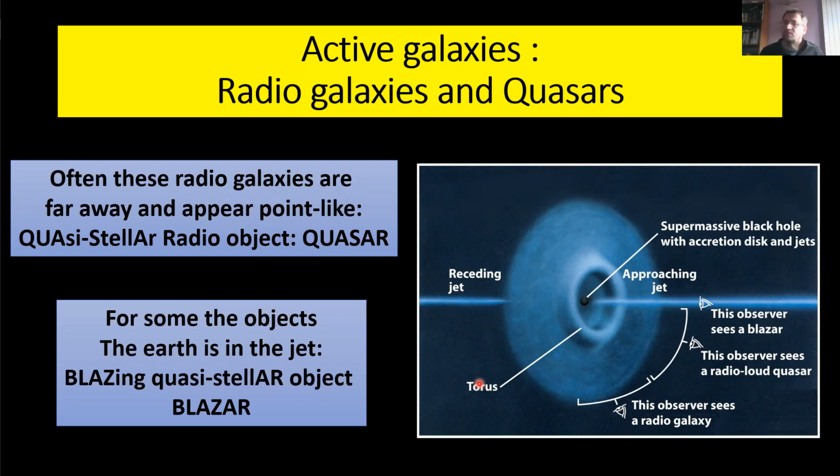And if we didn't know about the redshift so much, we would assume this is a quasi-star, and therefore QUASI-Stellar Radio object, QUASAR.